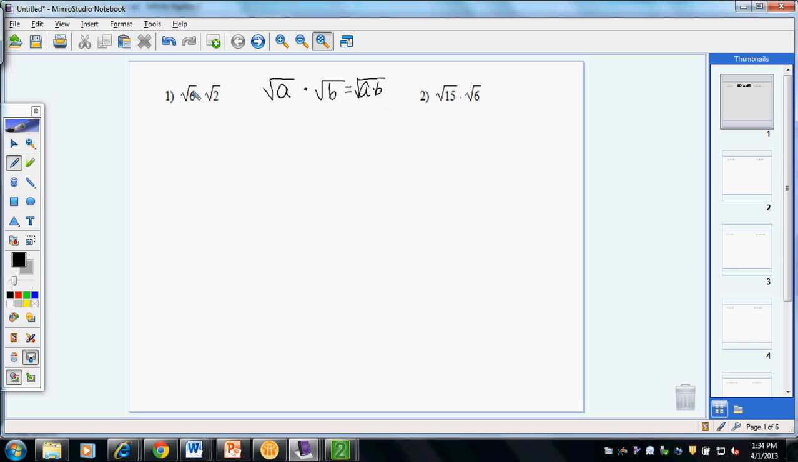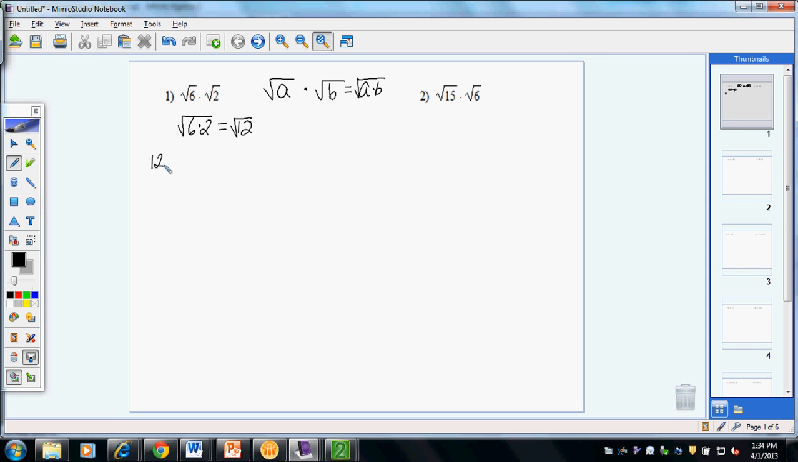Okay? So here we have the square root of 2 times the square root of 6. So that would be the same thing as the square root of 6 times 2, which equals the square root of 12. Now, since 12 is not prime, we know that we're going to have to go ahead and simplify this. So if we break this up, we can do one of two routes with this.